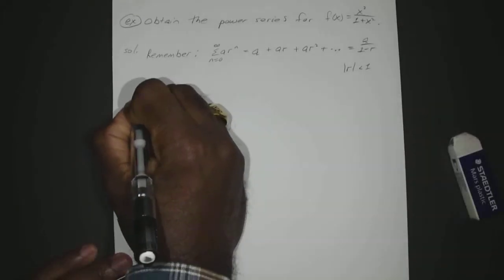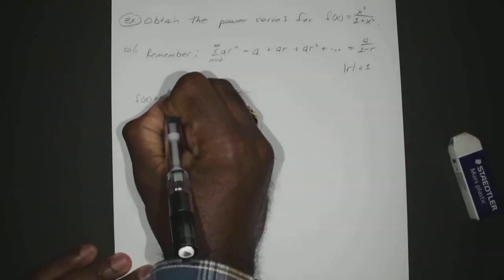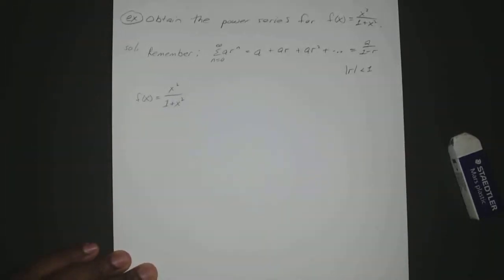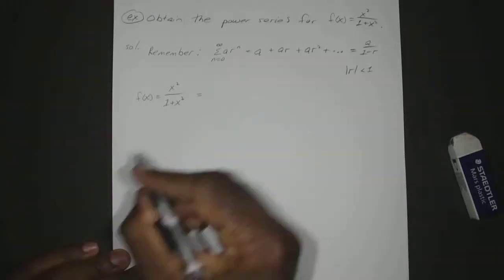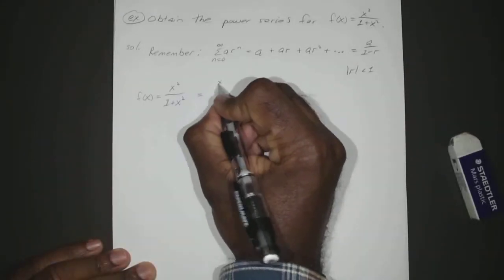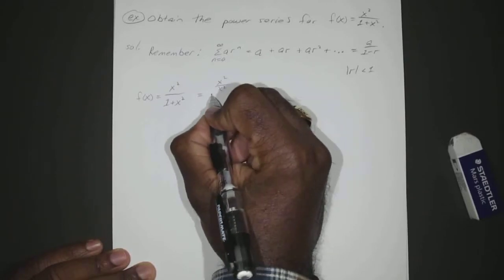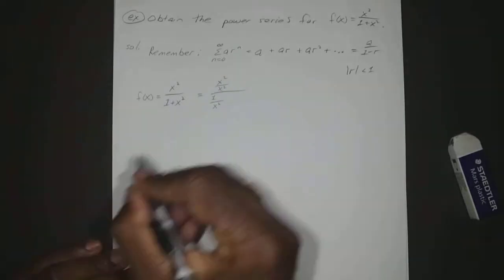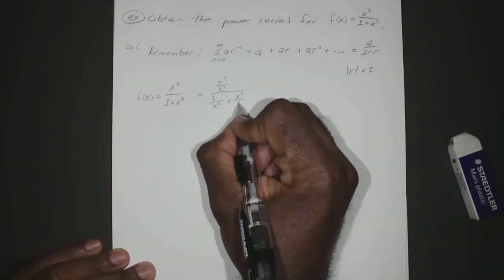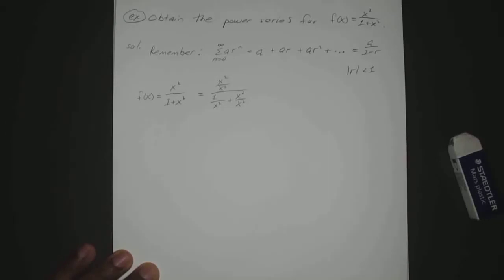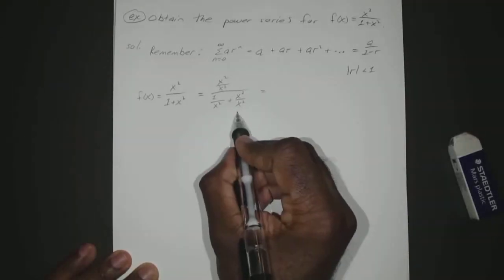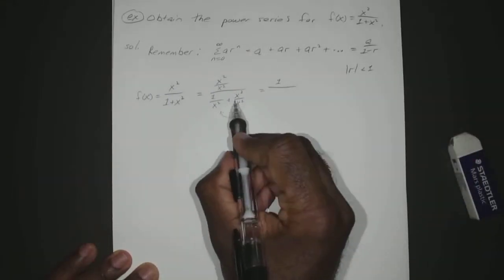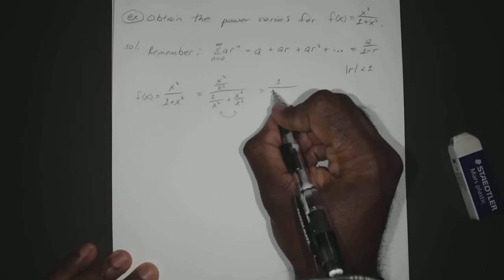Okay, so if we have our f of x equal x squared over 1 plus x squared, we can rewrite that if we divide everything by x squared. So we have x squared over x squared divided by 1 over x squared plus x squared over x squared. Which, if we go ahead and just switch those around, we have 1 over 1 plus 1 over x squared.